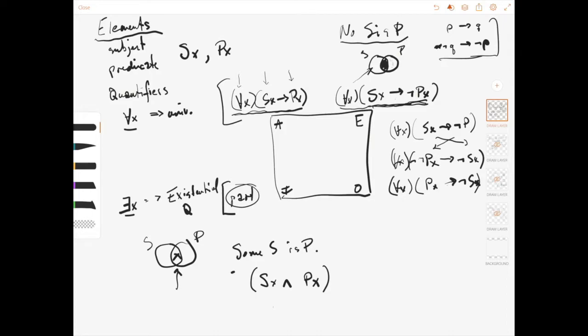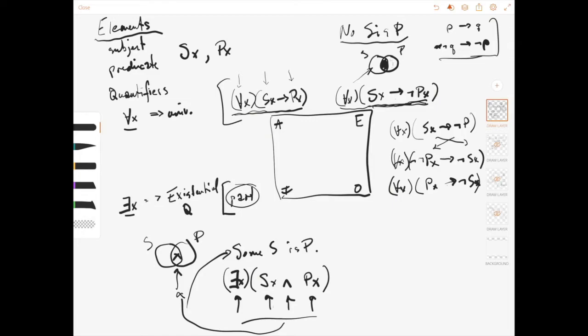So what we're going to write here is the existential quantifier applies to X, and how do we read it? It means there's at least one X. There is at least one X such that X is S and X is P. That is exactly the meaning of this and this.